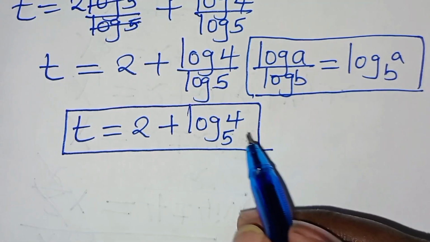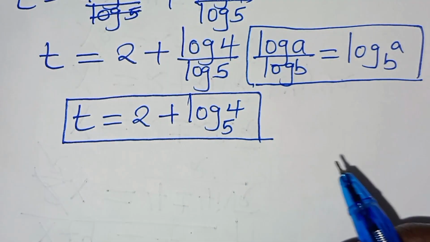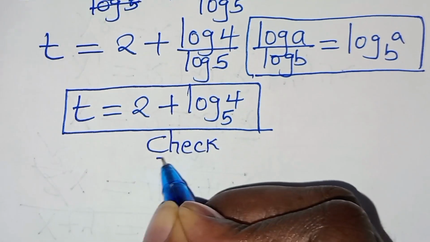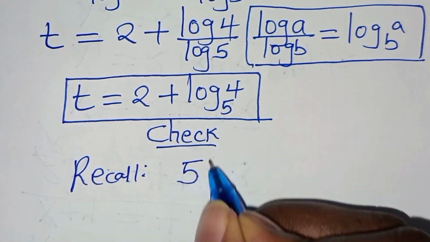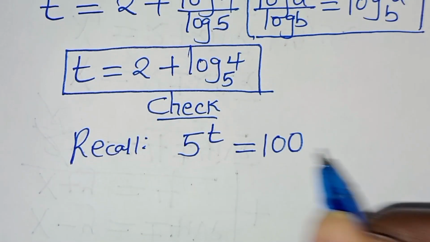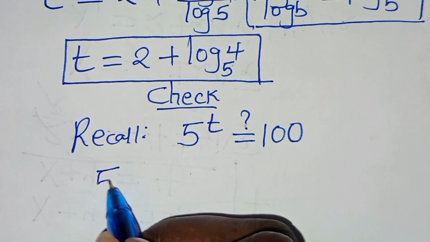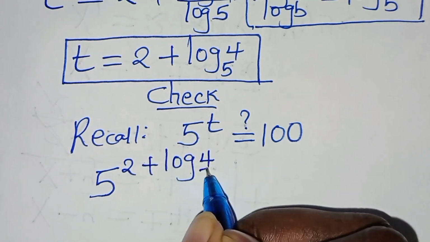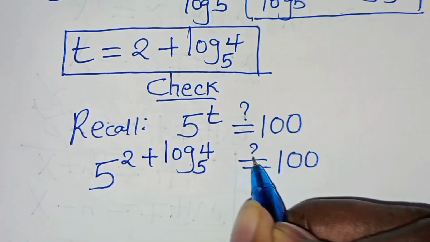So the next step from here is to check if this value of t satisfies the equation. So let's check from here. If you recall, we have that 5 to the power of t is supposed to give us a value of 100. So let's substitute the value of t, so that we have 5 to the power of 2 plus log 4 to base 5. This is supposed to give us a value of 100.